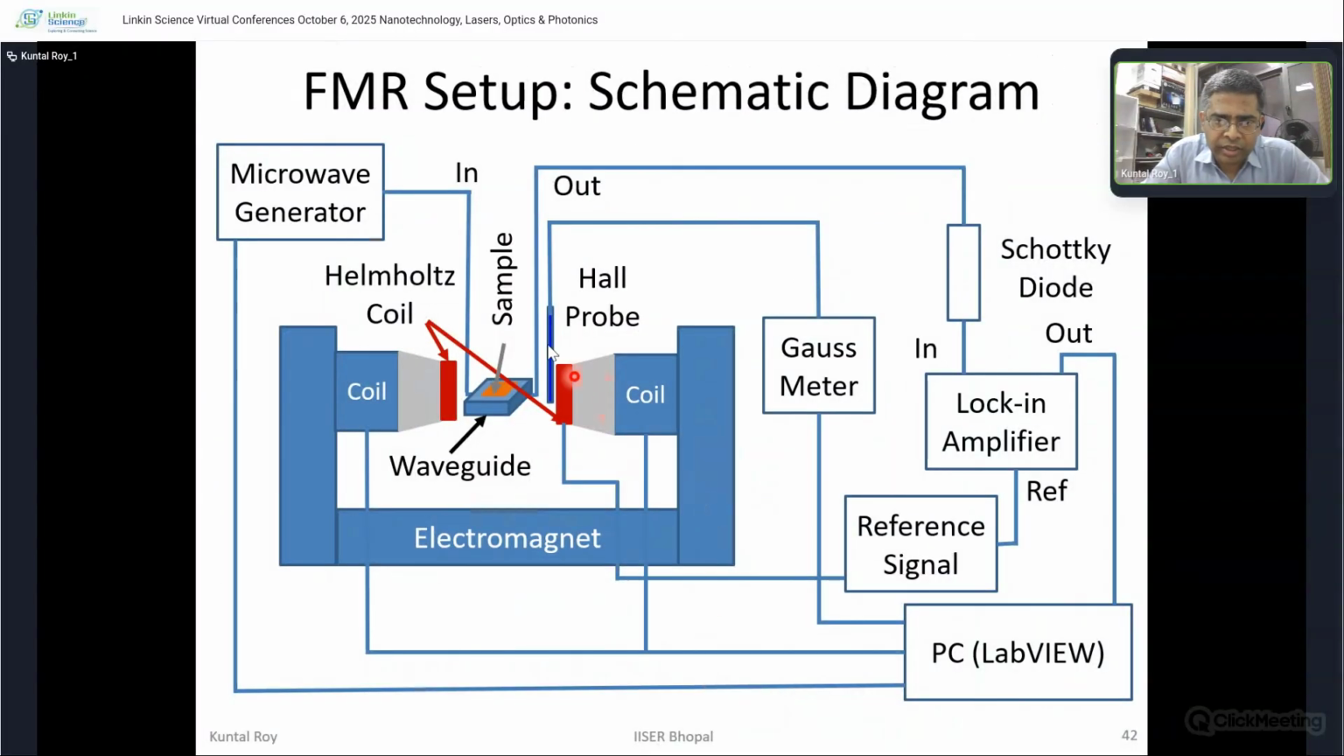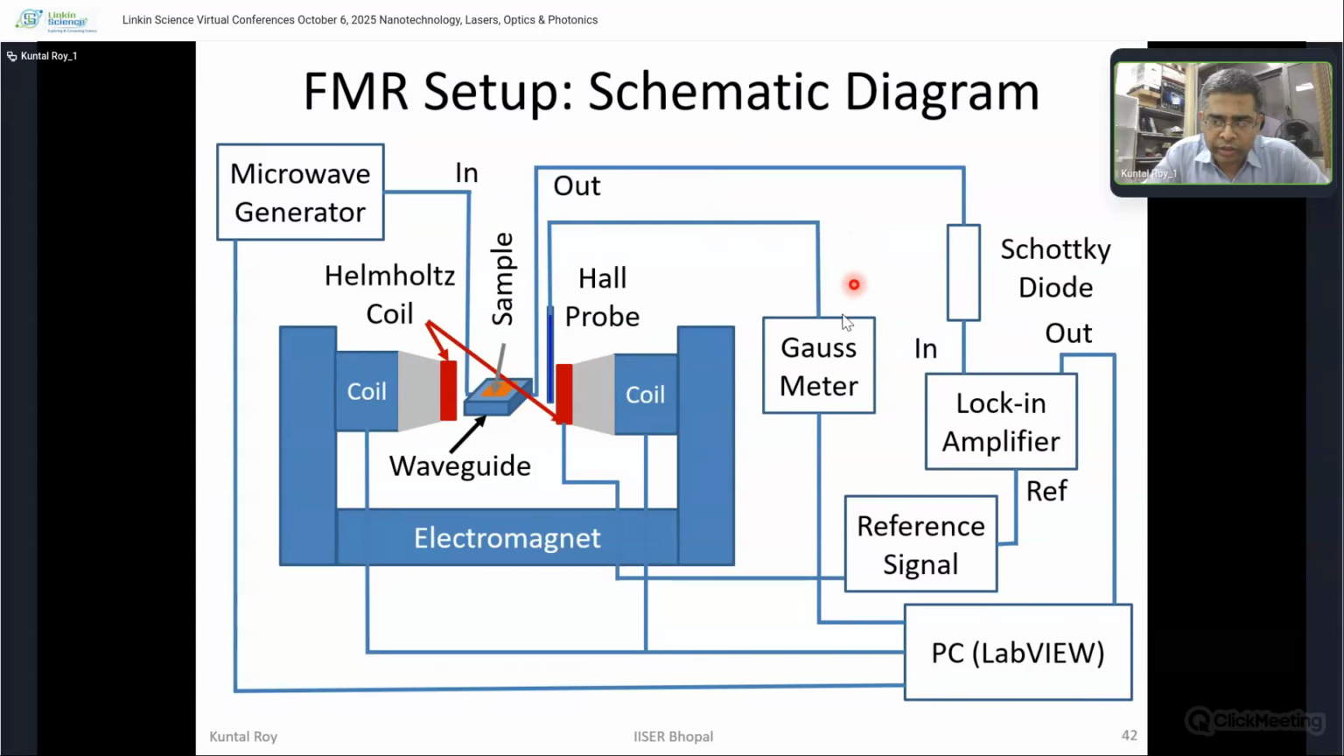Here is the schematic diagram of the setup that we have done. We have a waveguide, and on the waveguide there is a sample. The RF signal comes from the microwave generator to the sample, and the output of the sample goes to the Schottky diode, and then to the lock-in amplifier. The lock-in amplifier is used for noise cancellation, and from there we get a reference signal, and that is connected to the Helmholtz coil to modulate the signal.